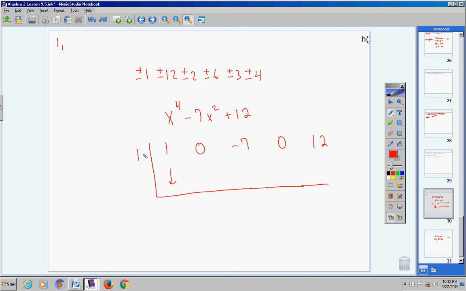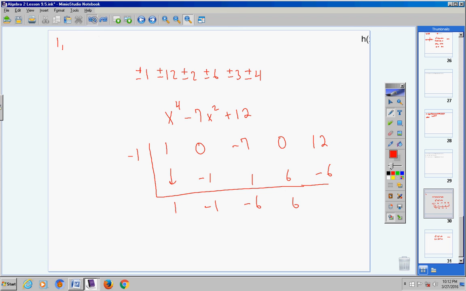So now let's try negative 1, okay? Bring down your 1. Multiply. Negative 1. Combine. Negative 1. Negative 1 times negative 1 is 1. Combine. Negative 6. Negative 1 times negative 6 is 6. Combine. We get a 6. Negative 1 times 6 is negative 6. Combined, we do not get 0, so negative 1 did not work.